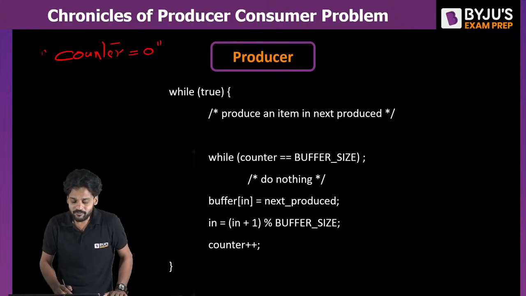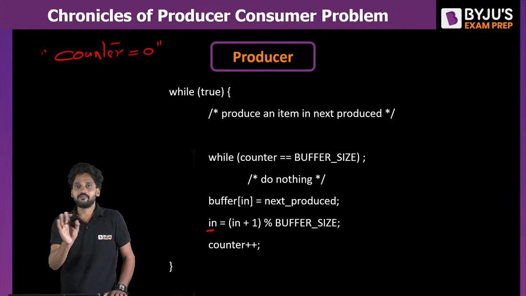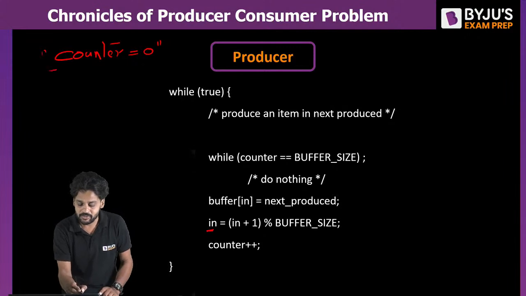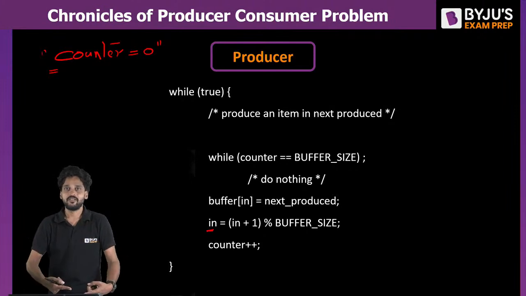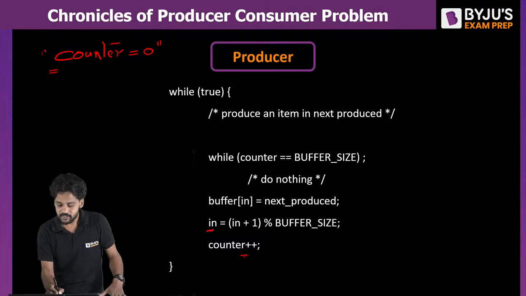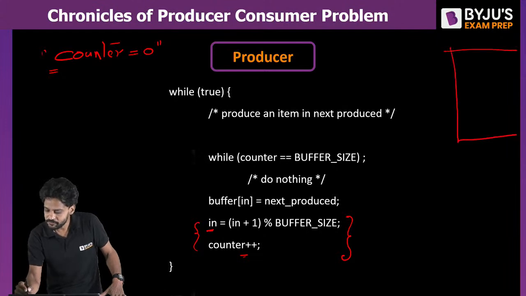Of course, we are still using the in and out logical pointers. We are not avoiding them, but in addition we are also using counter. Counter is a simple variable and it is not updated in a circular fashion. Counter is updated directly, counter plus plus. Understand the difference between in equals (in plus 1) modulo buffer size and counter plus plus. The difference between these two is that in will rotate back. How? Should I explain that also? Fine, okay, I will do it.